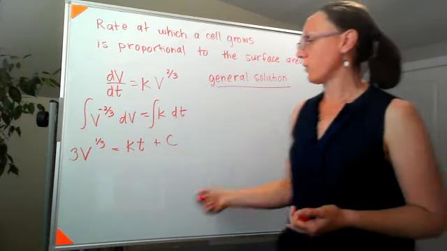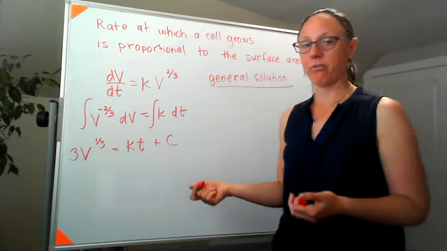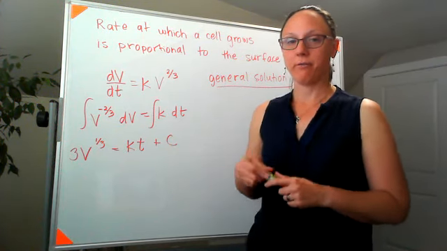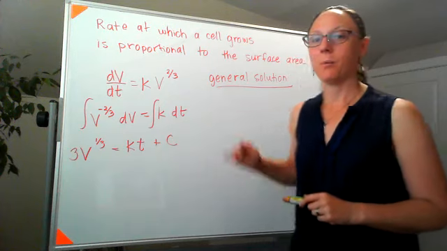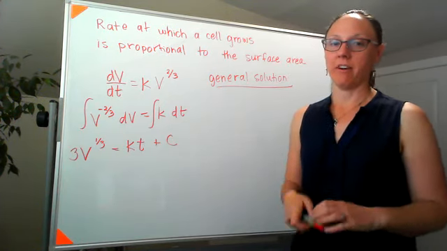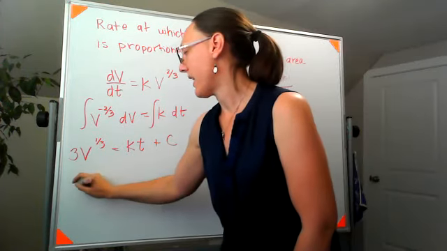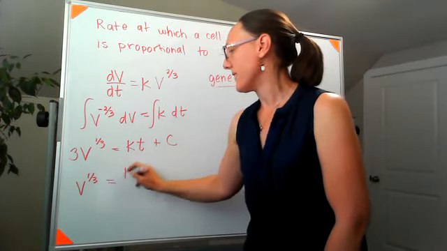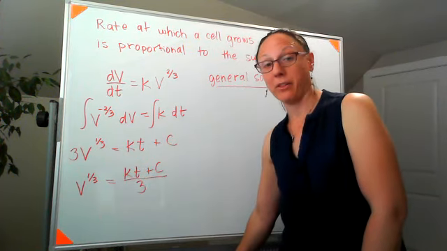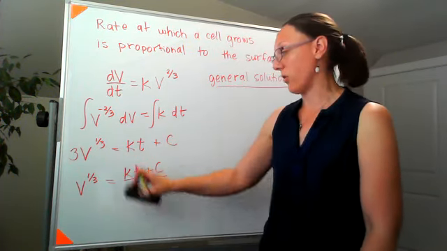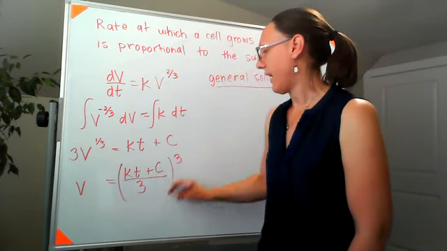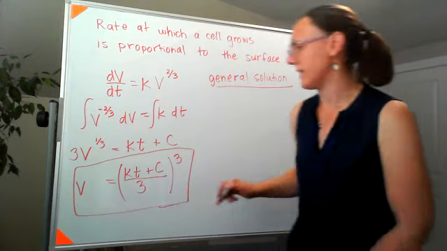In terms of the general solution, I know I'm trying to get V by itself. I'm not going to have to solve for the constant at the end of this, because all I was asked to do is find the general solution, so I'm not going to do anything to simplify the constants. I'm just going to take V to the 1/3 power is equal to kt plus C, divided by 3, and then raise both sides to the 3rd power. So we'll just cube this and walk away right there.